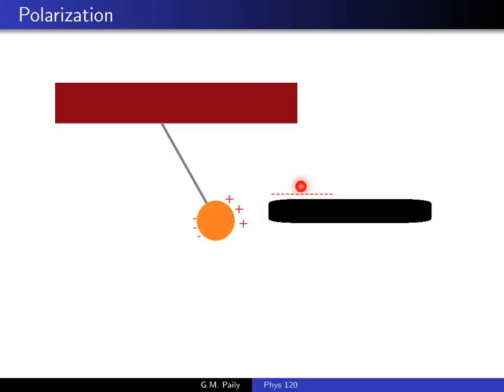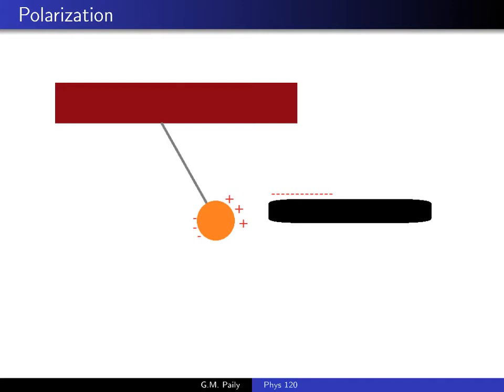Similarly, if the rod was negatively charged, the ball would become polarized the other way, with the positive charges near the negative charges on the rod and the negative charges on the ball on the side furthest away from the negative charges on the rod. Notice thus that a neutral object can be attracted to either charge, whether positive or negative.